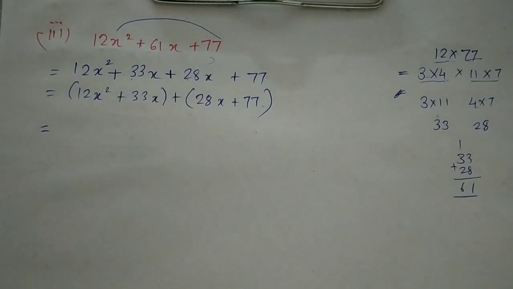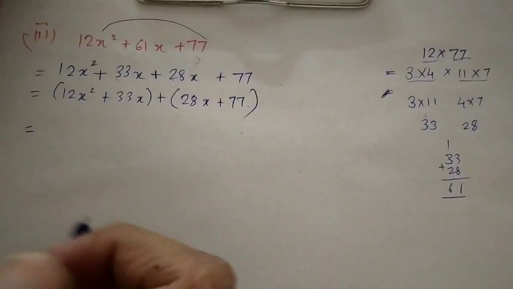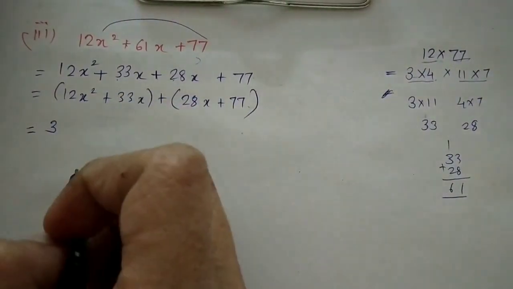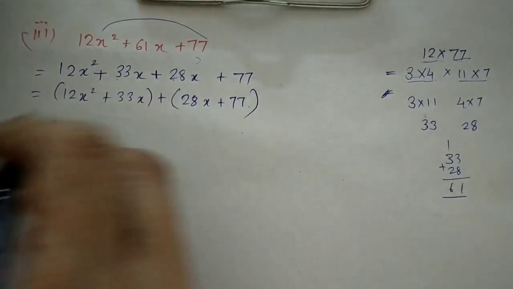Now do we have factors for 12 and 33, children? Okay, whose table will it come? 12 and 33 will come in 3's table. Yes, we'll take 3 here. So now 3 comes outside, and x square and x, which is smaller, x, so it goes outside. Now what will come inside?